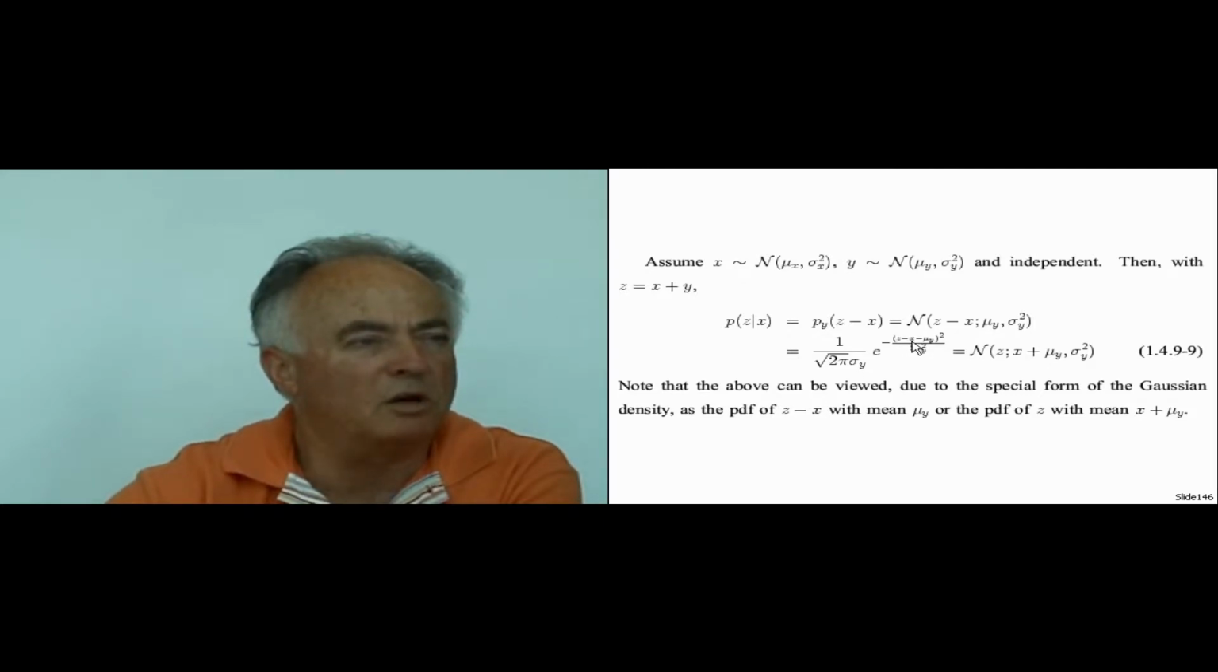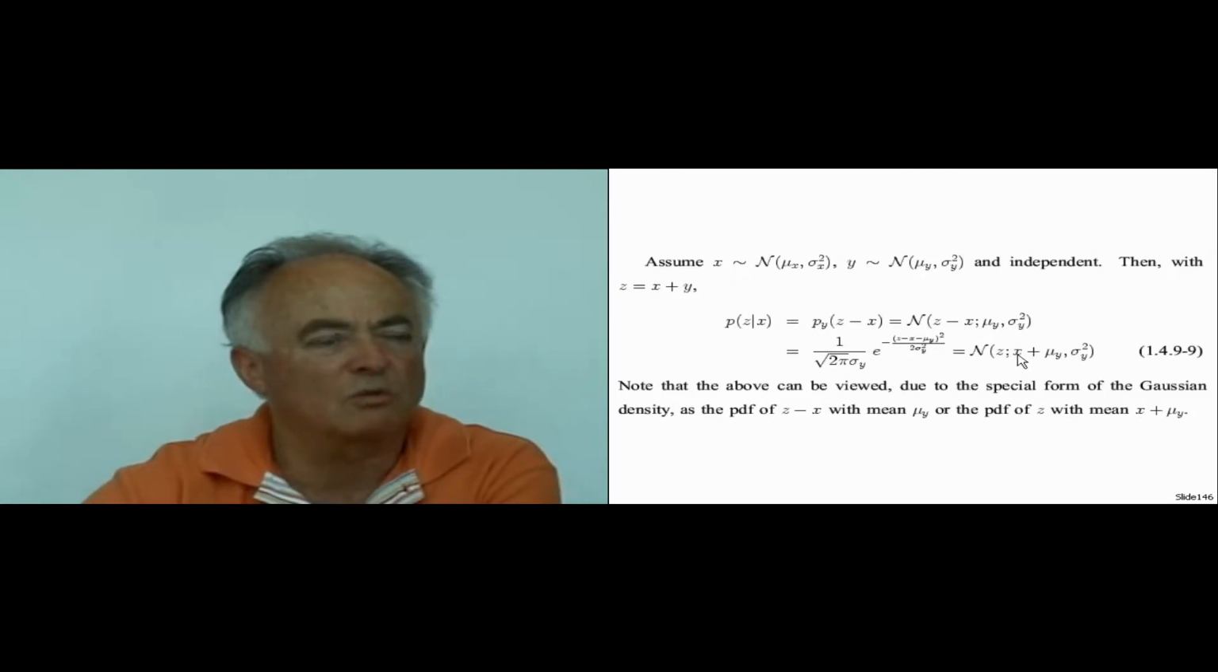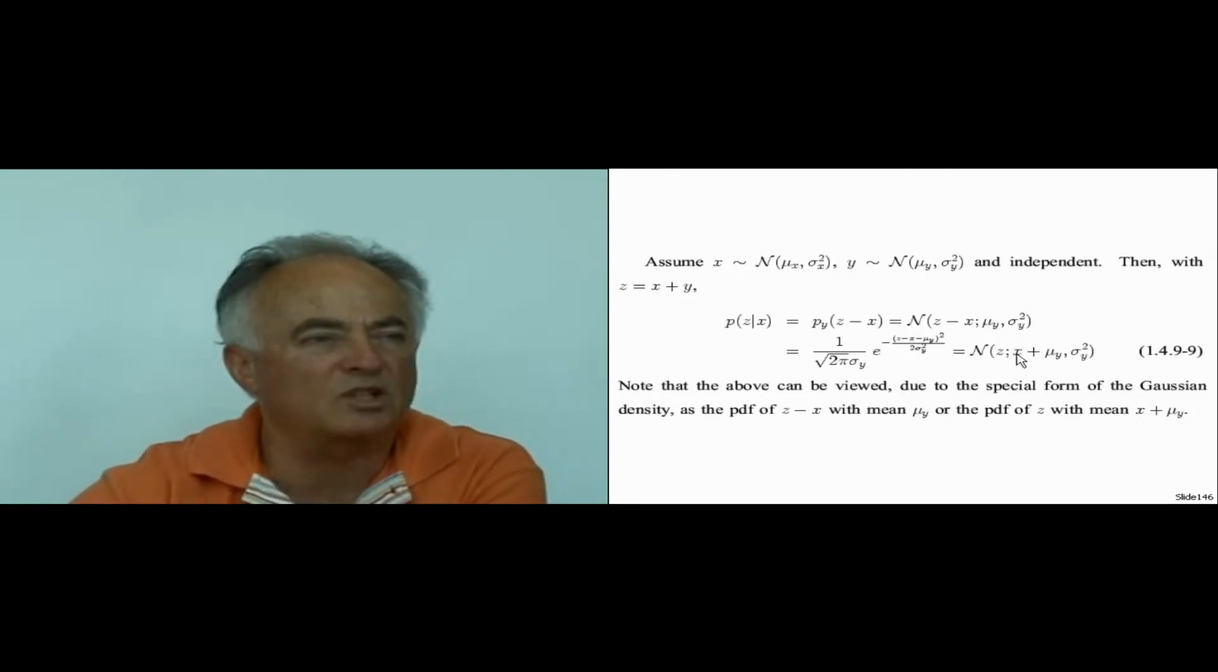Therefore, I can lump this constant x, remember x is given, conditional is a constant right now, into the mu sub y. So I can shift and say this is Gaussian with now the argument z minus x, plus mu sub y, and the variance still sigma y squared. Because of this special form, we can switch our view of the density, and we end up that this Gaussian is really the same as this Gaussian. Therefore, p of z given x is Gaussian with argument z, and x just adds to the mean mu sub y.